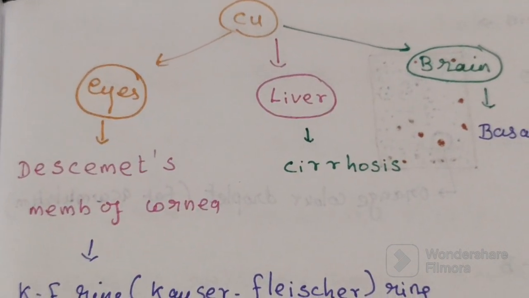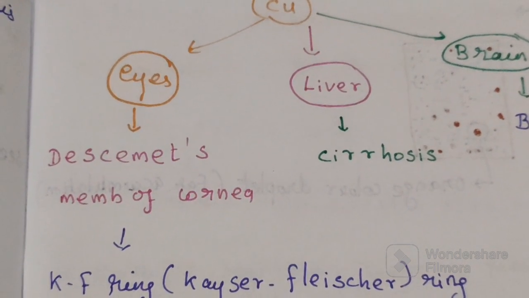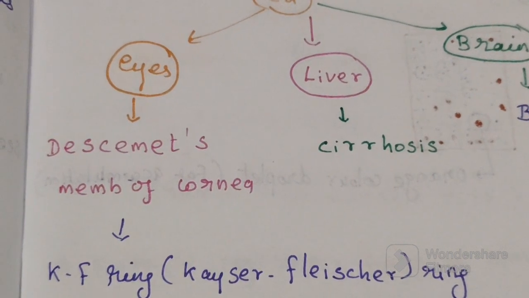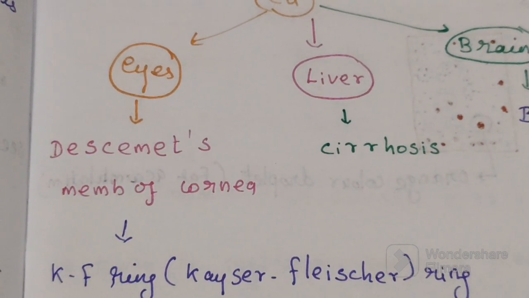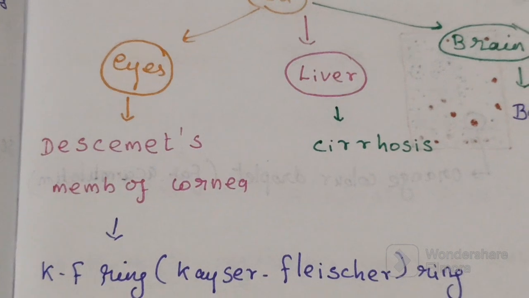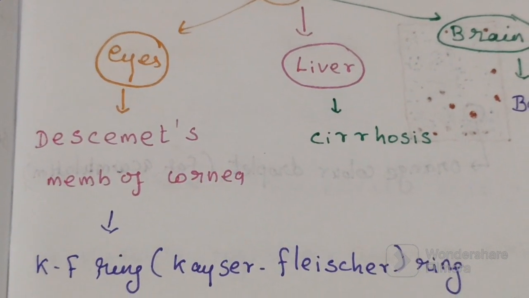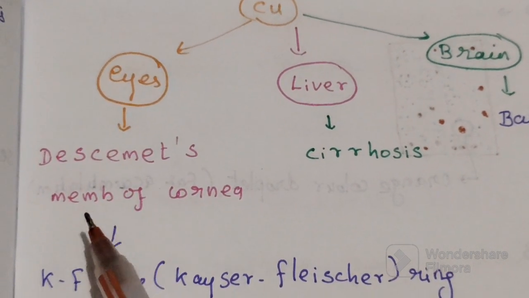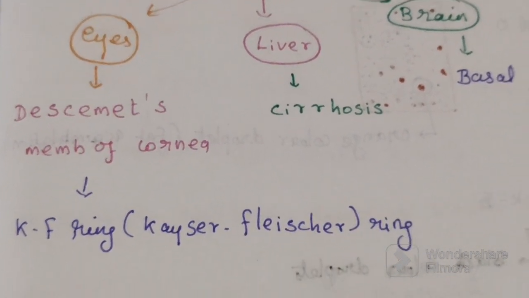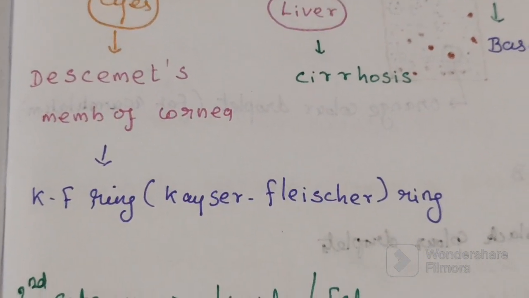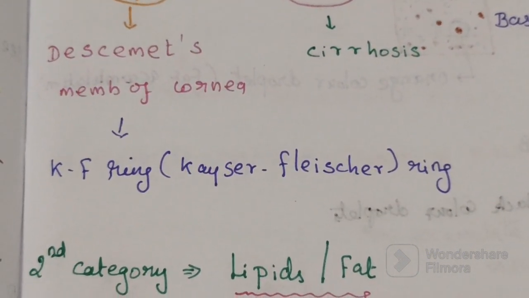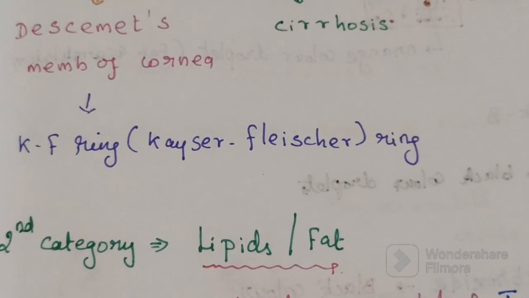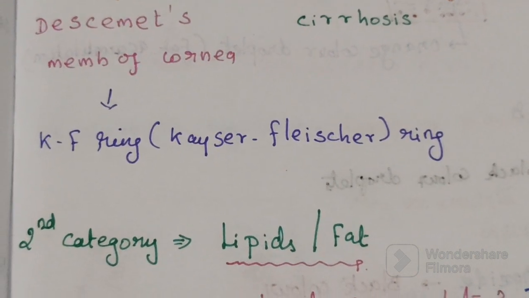A very important example is in the eyes. In Wilson disease, the copper will be deposited in the eyes. In the eyes, it is deposited in the Descemet membrane of the cornea. Where is it deposited? Descemet membrane of cornea. The special appearance is known as KF ring, the Kayser-Fleischer ring. KF ring.